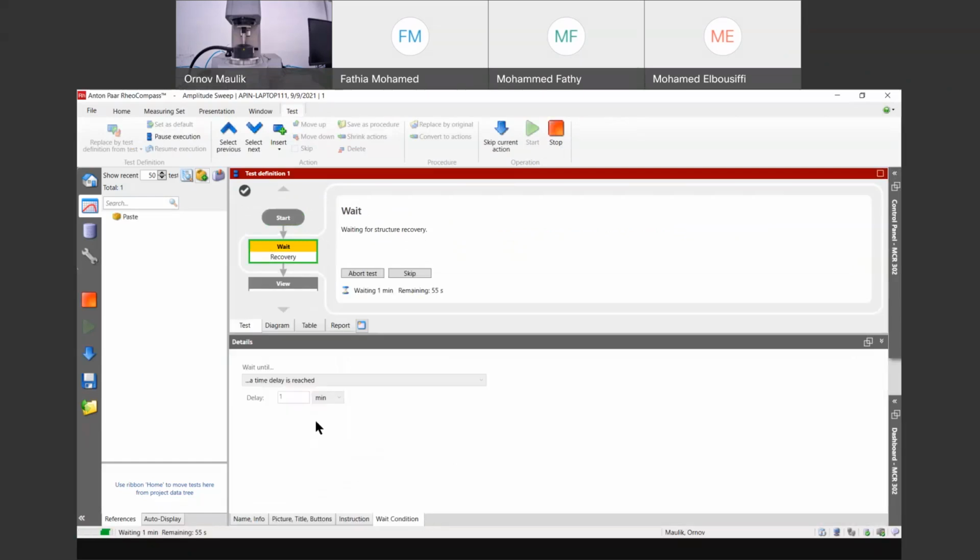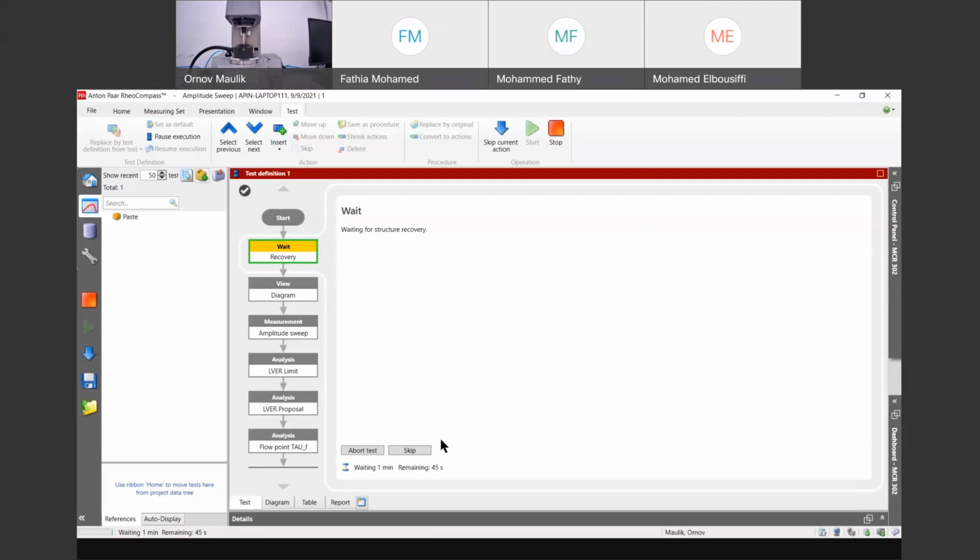In the flow chart for the test, you can give some time here, and you can change it to maybe 3 minutes in order to completely relax your sample. I'll just skip this part in order to save some time.